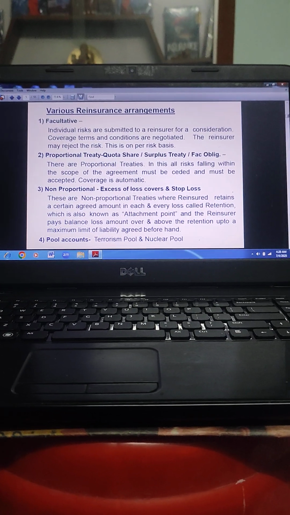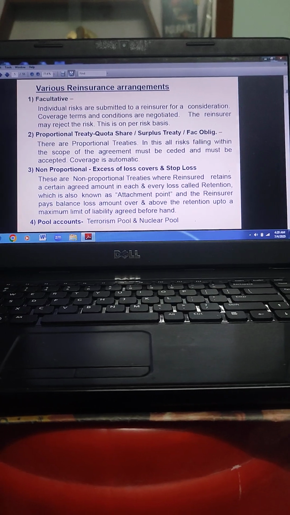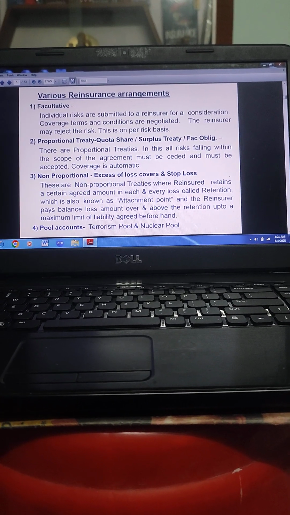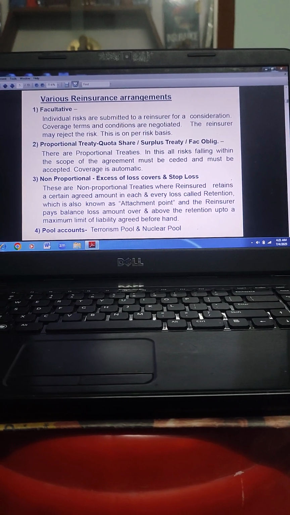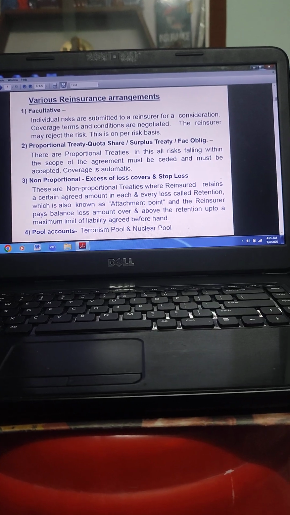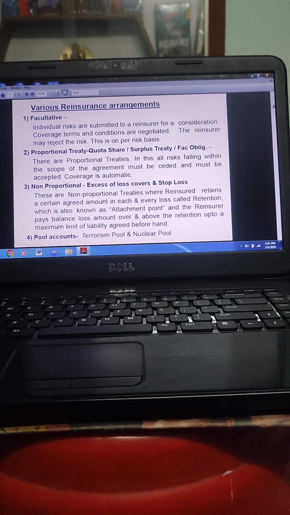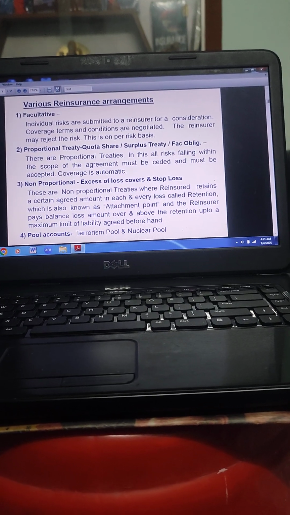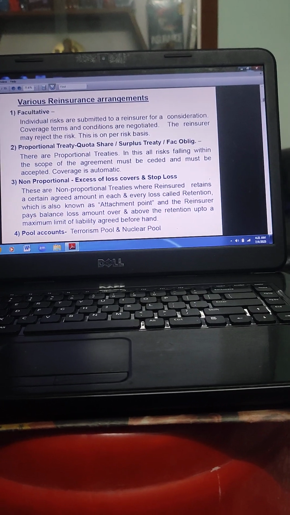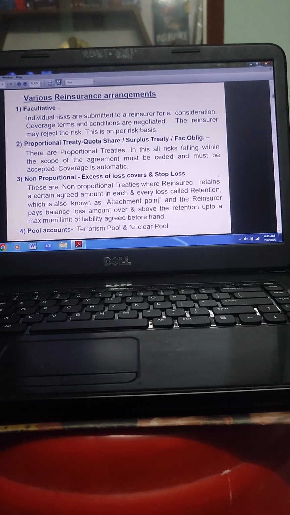Facultative means individual risks are submitted to the reinsurer for a consideration. Coverage terms and conditions are negotiated. The reinsurer may reject the risk. This is on a per risk basis. In proportional treaties, quota share, surplus treaty, facultative obligatory treaty, all risks falling within the scope of the agreement must be ceded and must be accepted. So coverage is automatic.